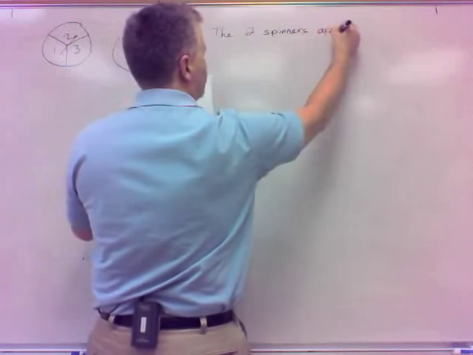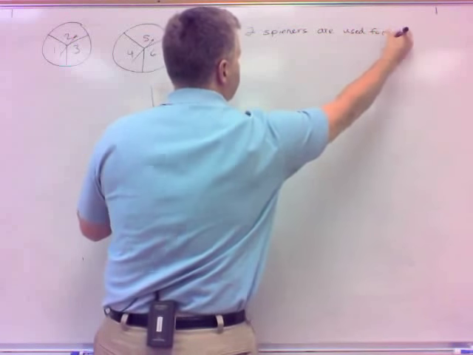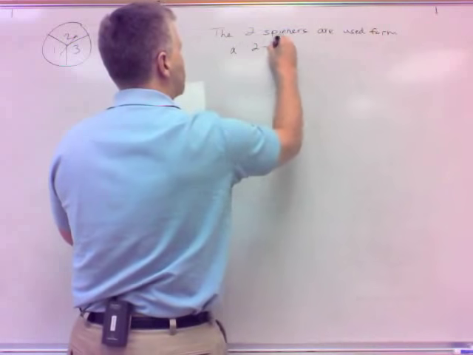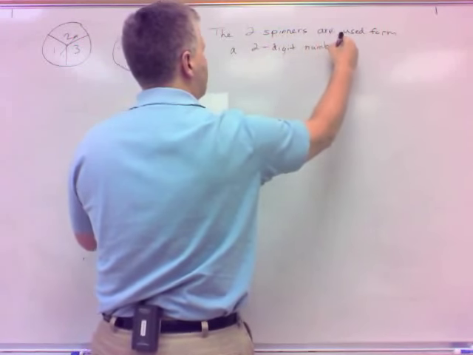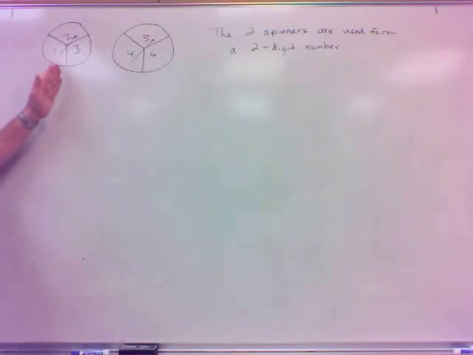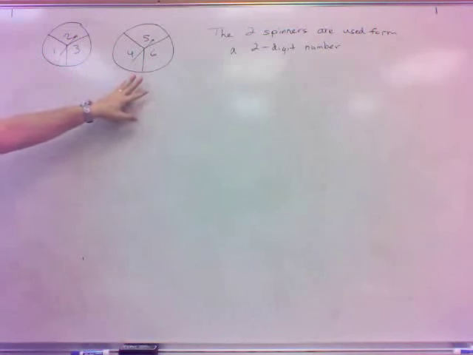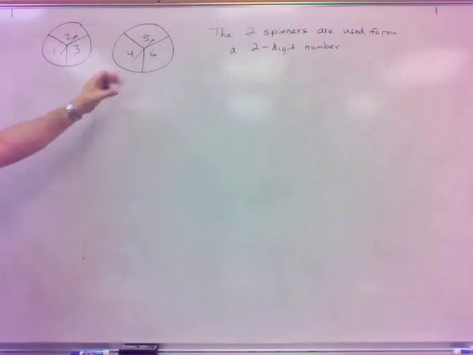are used to form a two-digit number. And just for clarity, this is going to be the first digit. That's going to be the second digit, okay? So we're going to spin that one. That's going to give us our first digit. Spin that one to be the second digit. Okay. All right.